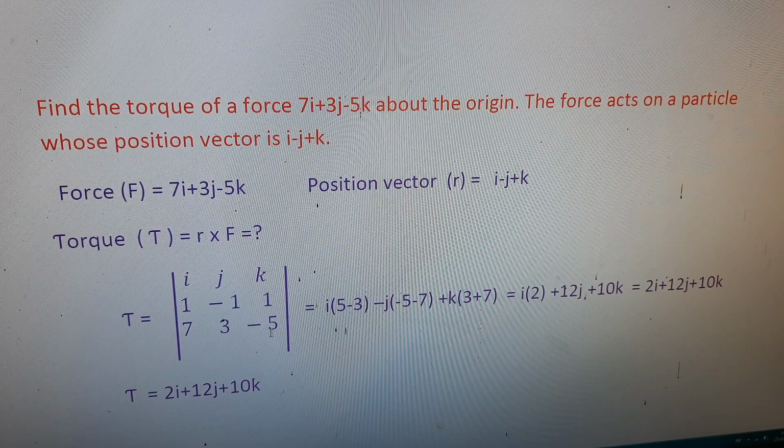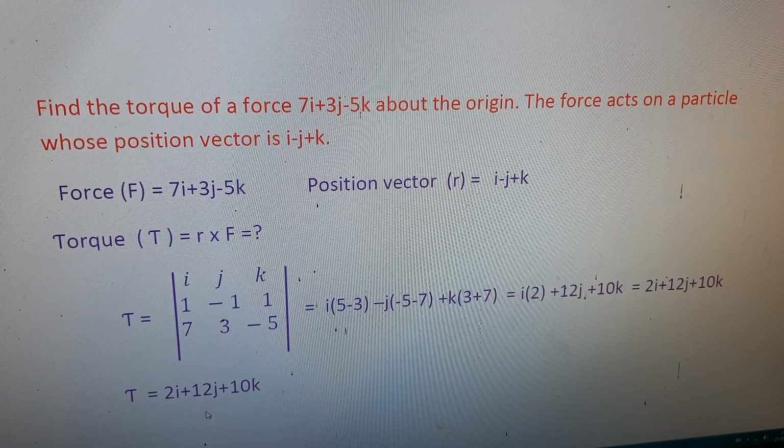So we can calculate this determinant. So i, we can take the 5 minus 3, and minus j, minus 5 minus 7, and plus k into 3 plus 7. So the equation is i into 2, 12j plus 10k. So the final equation is 2i plus 12j plus 10k. So the torque tau is equal to 2i plus 12j plus 10k.